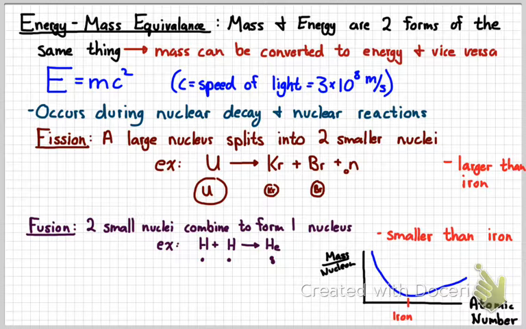So this is the end of our modern physics review. 3 big things we need to know about: photoelectric effect, atomic absorption and emission using the energy level diagrams, and then energy mass equivalence. As always, if you have questions, please let me know and I'll be happy to help you out.